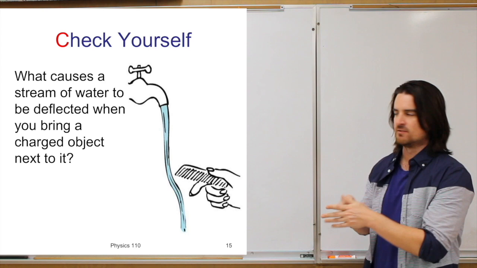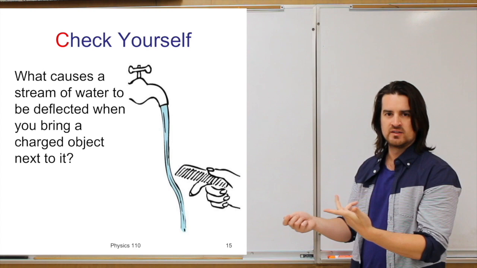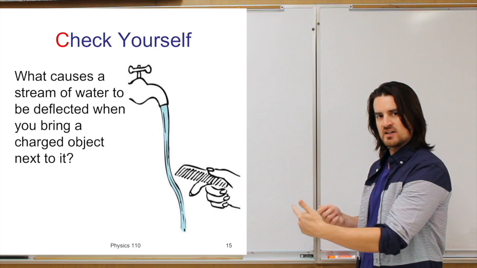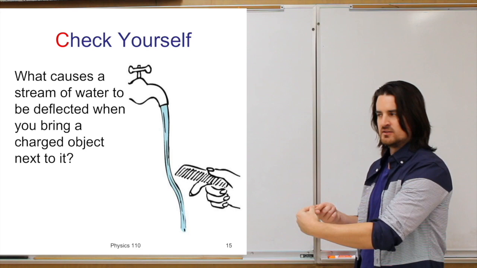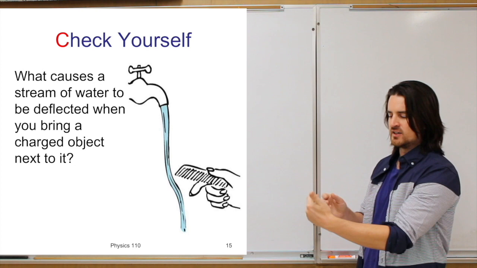If I were to put a positively charged object next to that water stream, the end result is going to be the same. It's going to push away the positive side of the water molecule and attract the negative side. Once the negative side is closer, the force is going to be greater, because the magnitude of the force gets less as you get further away. So the closer side feels more force, and you still get pulled toward the object.